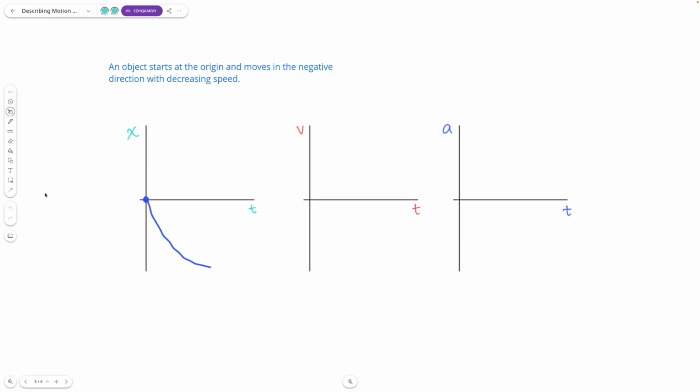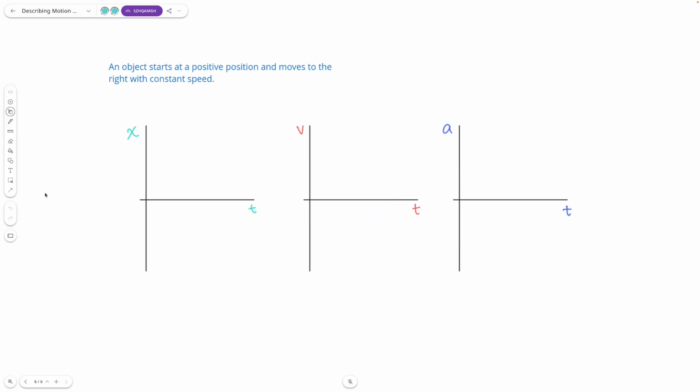On our velocity graph, we have negative decreasing velocity. So we're down here below the x-axis and we want a line that's going to be heading towards 0. So a negative decreasing velocity looks like that. And if we describe our slope here, we could describe that as positive and constant again to get our positive constant acceleration graph.